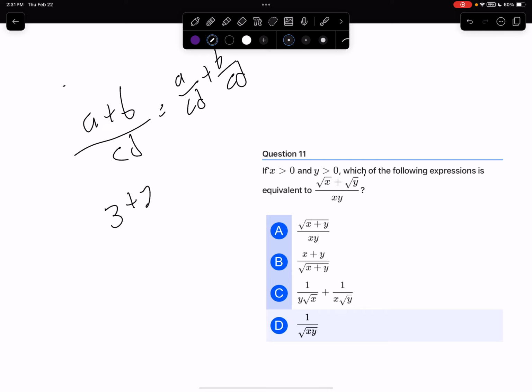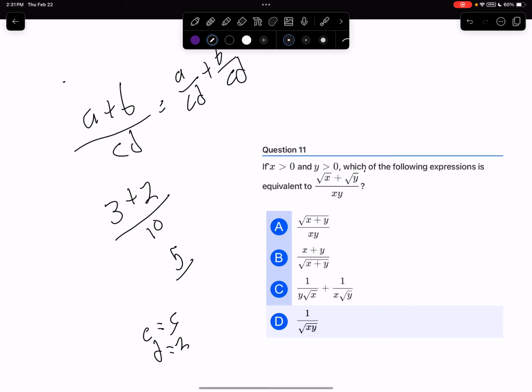So, let's say, for example, 3 plus 2 over 10. C equal 5, D equal 2. Okay, so we got 10 on the bottom. This would be the same thing as, it's basically 5 over 10 as you look at it this way. 3 plus 2 is 5. Okay, that would be a half, right? 5 over 10 is a half. And that's what you've got here.